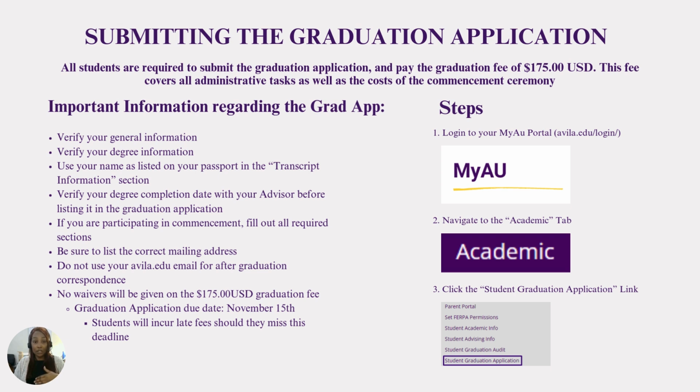If you are planning on participating in commencement, you want to make sure that you fill out that required section. Be sure to put in the correct mailing address information, because your diploma will be mailed to that address. Any photo orders or anything like that will be mailed to that address too. So you want to make sure that address is correct. You want to make sure that you're not using your avila.edu email address in any correspondence. You want to make sure that you have a Gmail account that you have direct access to. My suggestion is that you use the same email address for all things Avila upon graduation. That way you won't have to sift through multiple email addresses.